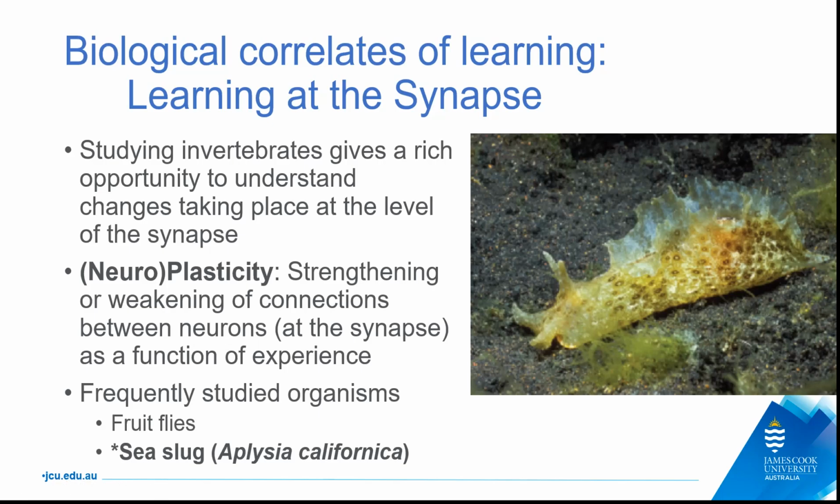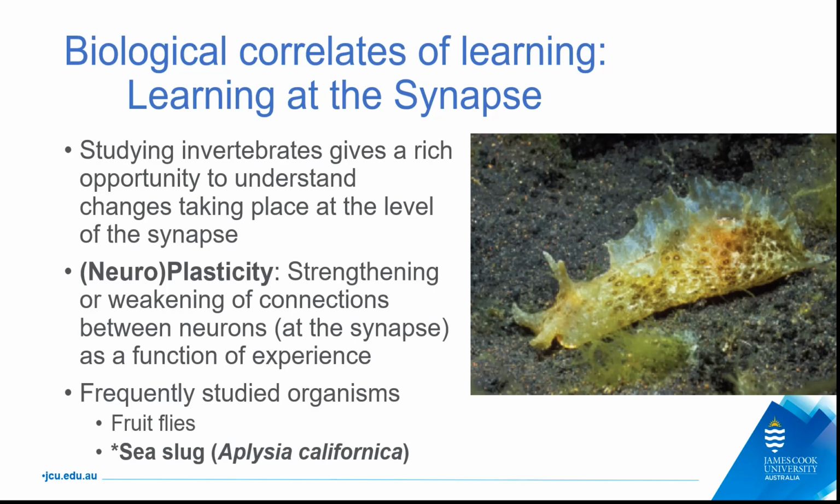Okay, now we look at learning in the synapse. This important concept of plasticity. I'm sure a lot of you know this. We also call it neuroplasticity, just for the sake of specificity. It means strengthening and weakening connections between neurons at the synapse as a function of experience. That's the whole definition.